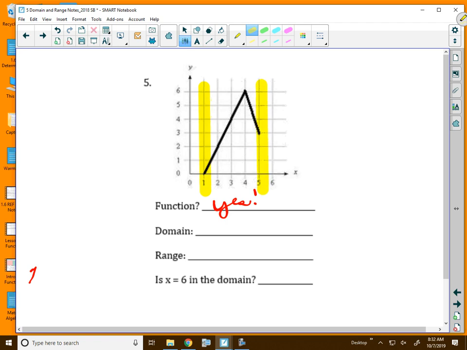So we would say our domain is from 1 to 5. And we write it just like that with that compound inequality. We say it includes 1 and 5 because as far as we know, there's a closed circle there. We don't visually see an open circle. So we can include 1 and 5.